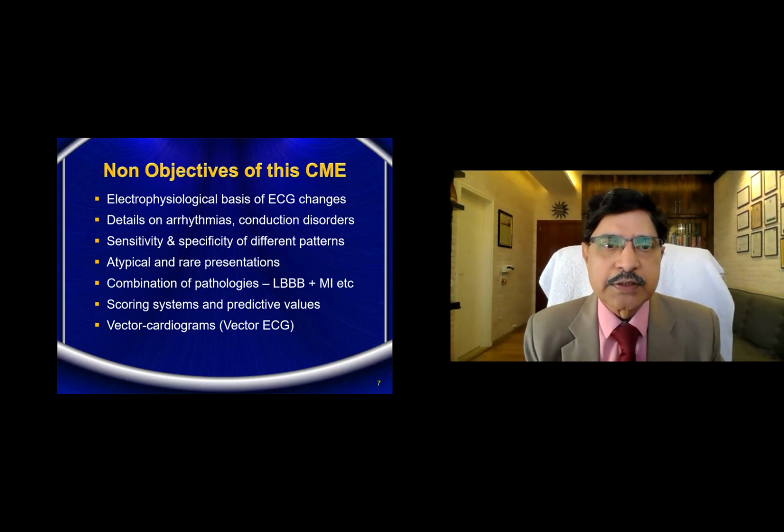Atypical and rare presentations are the rule in ECG rather than an exception. Atypical presentations do occur in different scenarios, and we will not get into them. Combination pathologies also will be there. We will not get too much into them. Scoring systems are there, where you score each wave and then make some predictive values. It's a very extensive understanding of the ECG. And there is what is called the vector ECG. We are using scalar ECG, and we are not using the vector ECG in this workshop.